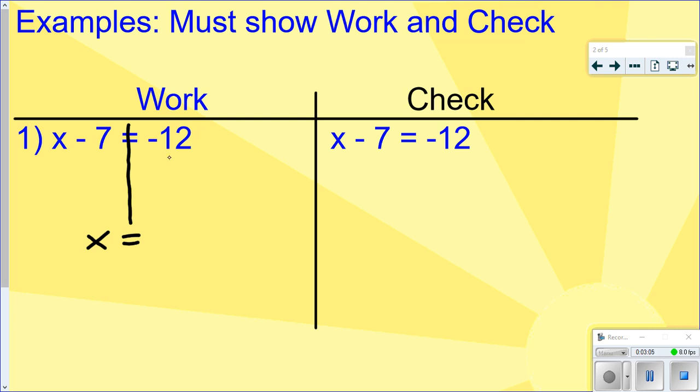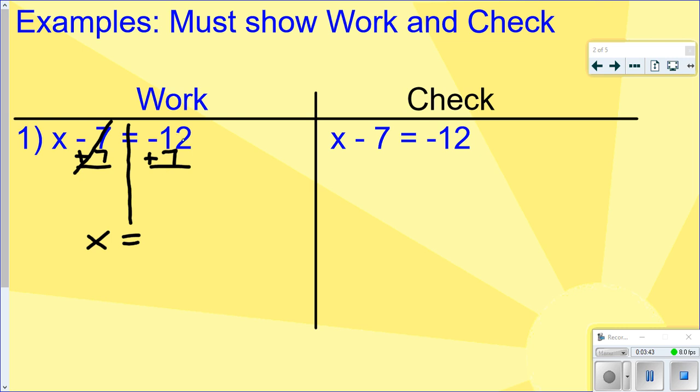So the instruction said use opposite operations. Do the opposite of what you see. So what do we see here? We see -7. So what's the opposite of -7? +7. So I'm going to add 7 because -7 plus 7 is 0. And that makes that just go away. And now I have the x by itself. But be careful. Like I said, the reason I put this line here is because whatever I do on this side, I have to do the exact same thing on the other side. So if I add 7 to the left side, I've got to add 7 to the right side.